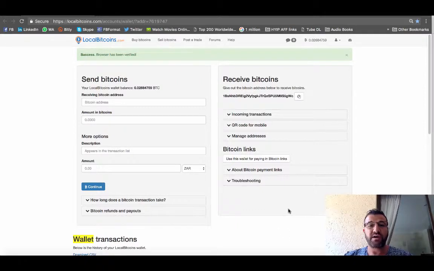Once you've signed up, gotten an email from Local Bitcoin, clicked the link in your email and verified your account, log into the platform. Let's start from the right hand side going to the left hand side.